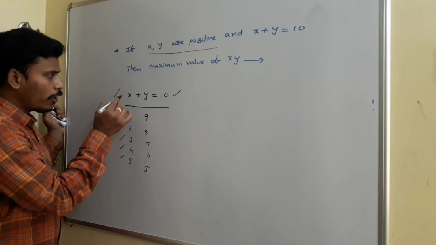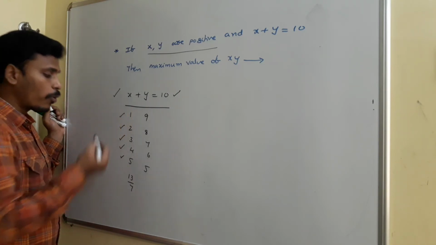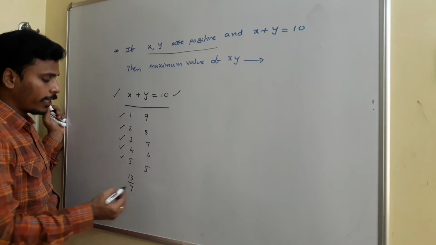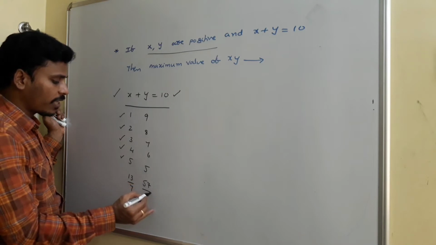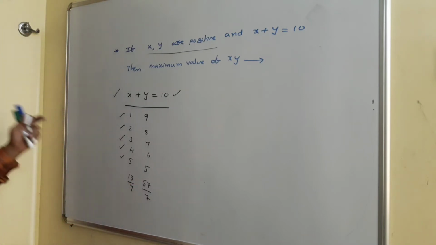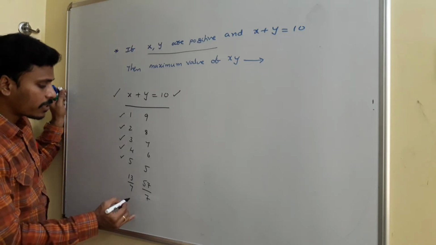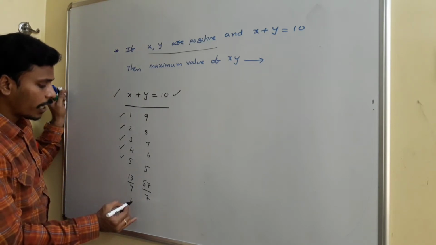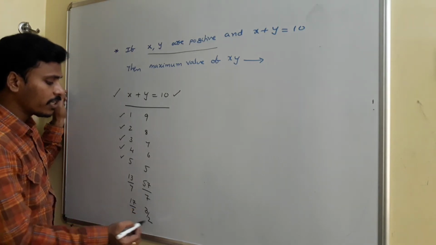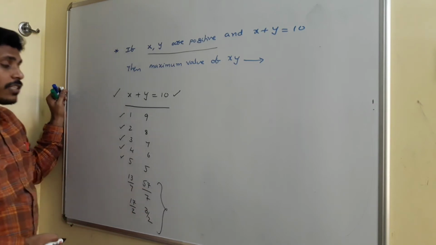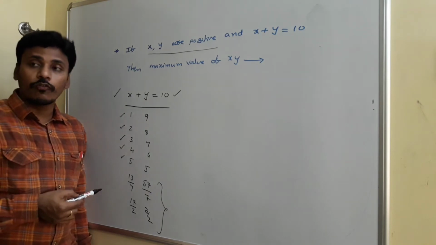Suppose x is 13 by 7, then what do you say about the y value? To maintain the sum of 10 (70 by 7), y may be 57 by 7. Is it right? So if x is 13 by 7, y is 57 by 7. Or suppose x is 17 by 2, then y is 3 by 2. Like that, you have different chances to take fractions also, positive fractions, right?